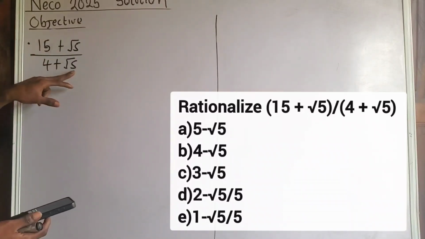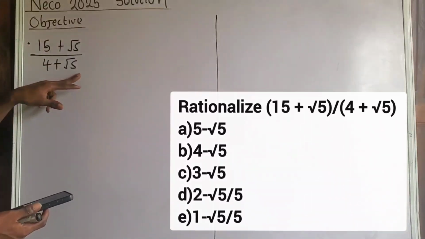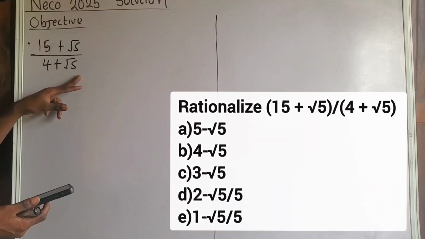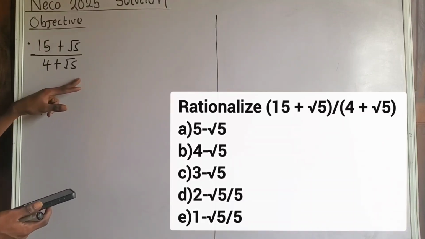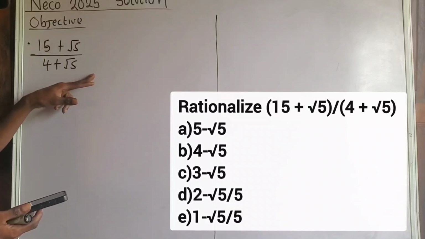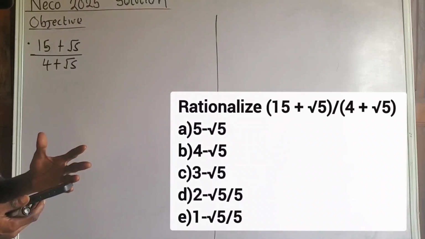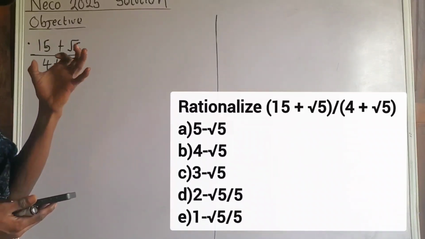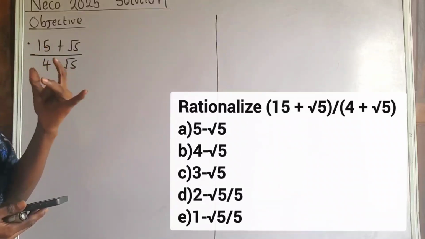We have root 5 at the denominator. So you have to do something to this surd in such a way that at the end of your answer, you won't have square root at the denominator again. That is what we mean by rationalization. Removal of square root at the denominator of a surdic fraction.